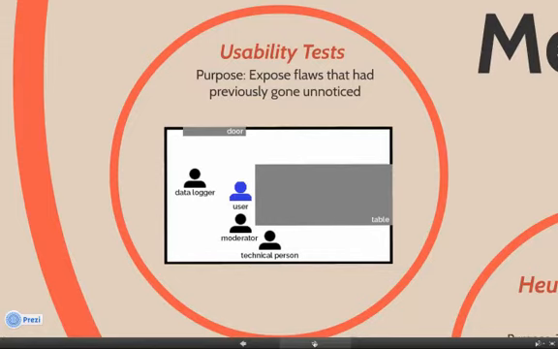Finally, the team conducted a usability test. During the usability test, users were given a pre-test and then asked to complete a set of 5 tasks. Following the tasks, users were given a post-test and asked a series of discussion questions by the test moderator. The purpose was to expose flaws that had previously gone unnoticed on the Student Support Services page.